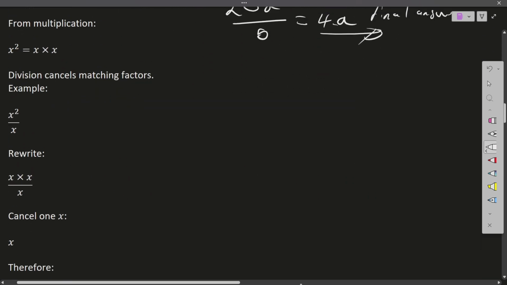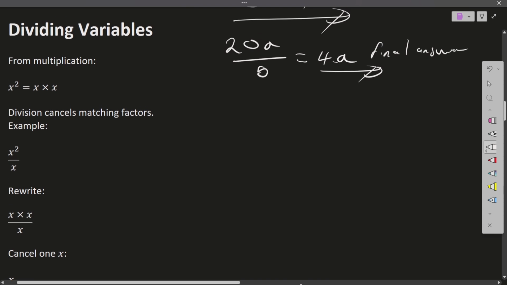Okay, so let's get into dividing the variables, because in the previous examples we were just dividing the coefficients. Okay, so from multiplication we know that x squared is equal to x times x, right? And if we are still confused about that topic, you can go back to our previous video and hopefully you get more clarification. And so division is cancelling the matching factors. In multiplication we said x times x, and we looked at the exponents, and then we said x to the power of 1 plus 1.